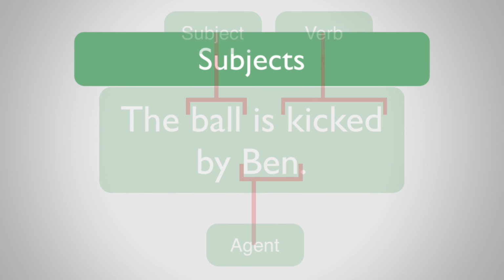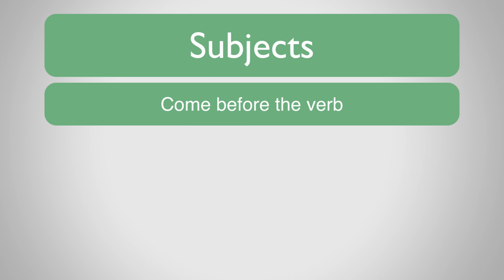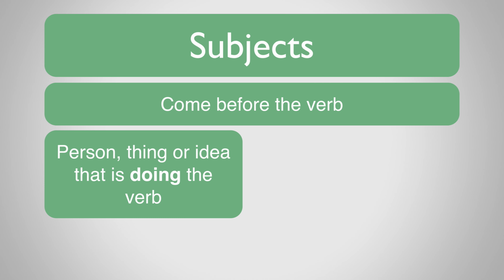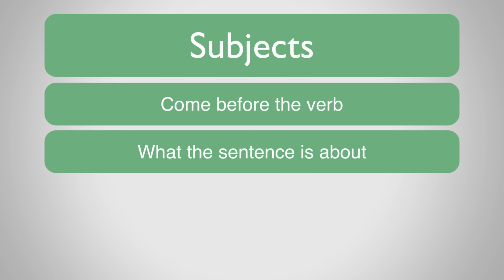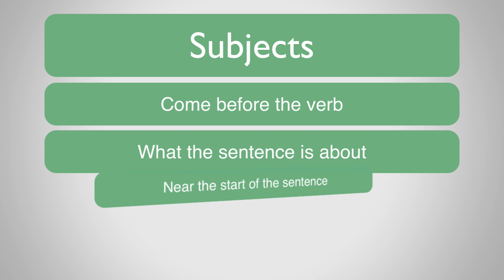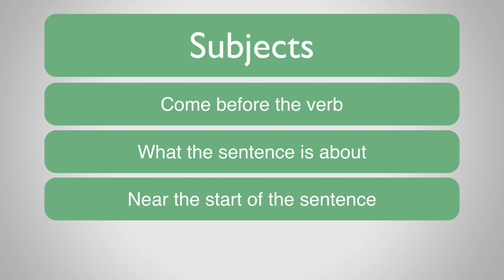So the subject comes before the verb, and it's either the person, thing, or idea that is doing the verb, or the person, thing, or idea that is being described by the verb. This may sound a little tricky, so in really simple terms, we could say that the subject is what the sentence is about. It usually comes very near the start of the sentence.